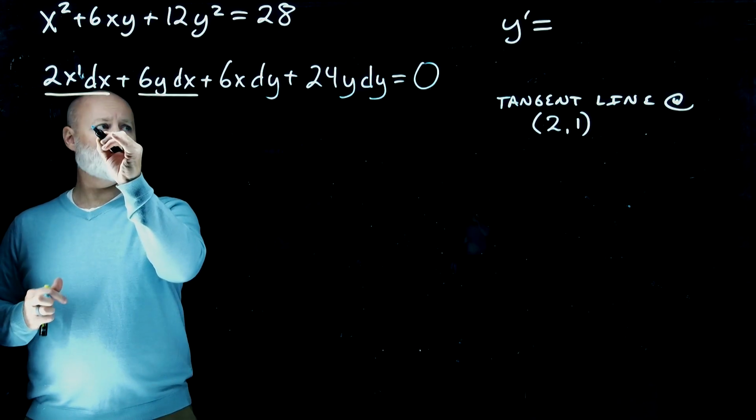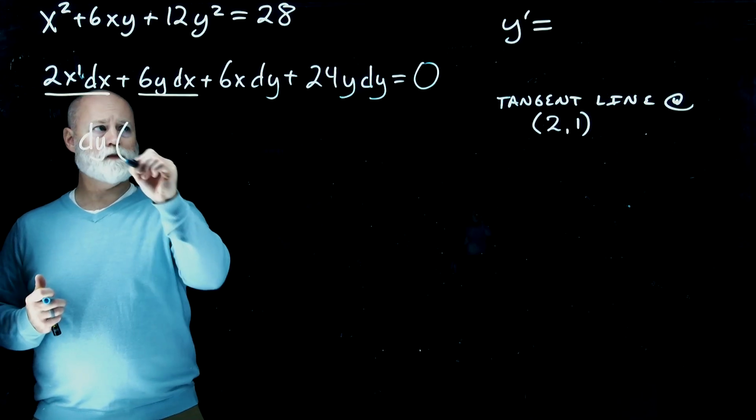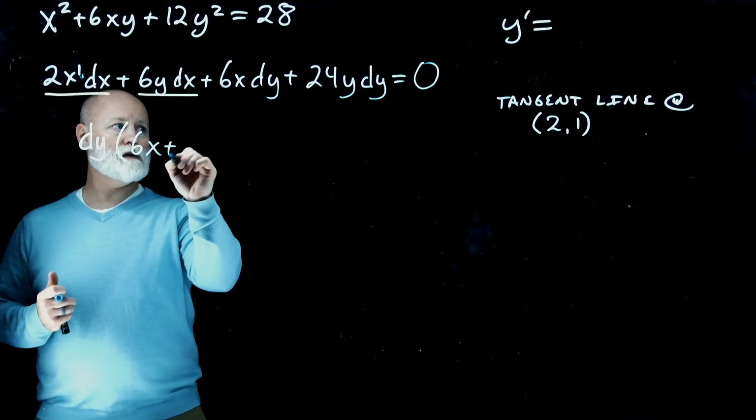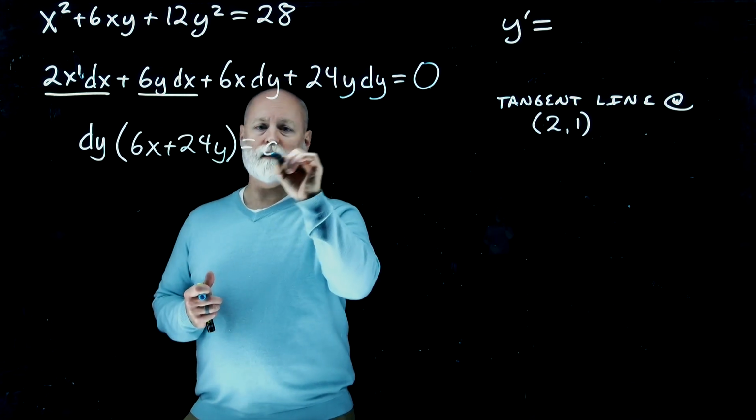So that's going to leave me with, at the same time, I'm going to go ahead and factor out my dy. So that's 6x plus 24y. That's going to be equal, and I'm going to go ahead and factor out my dx there.